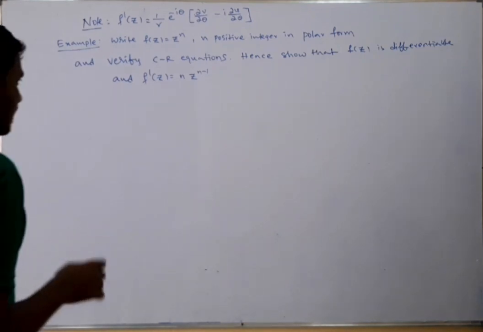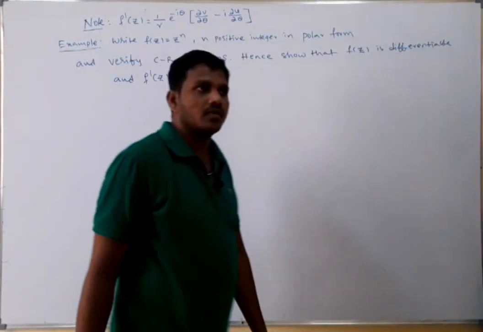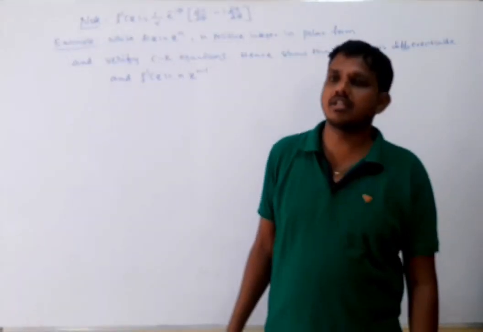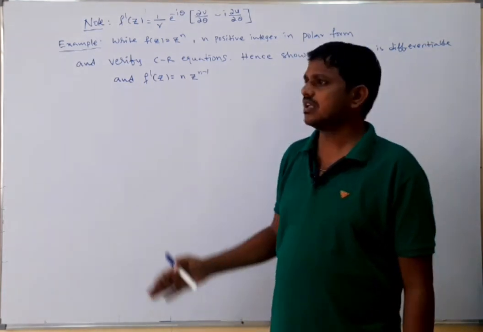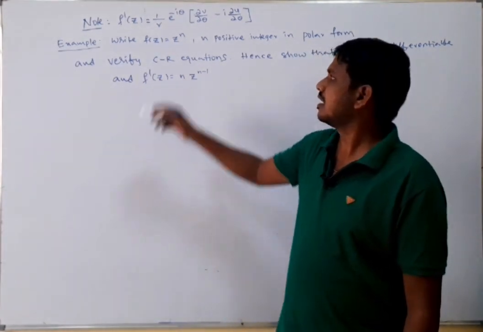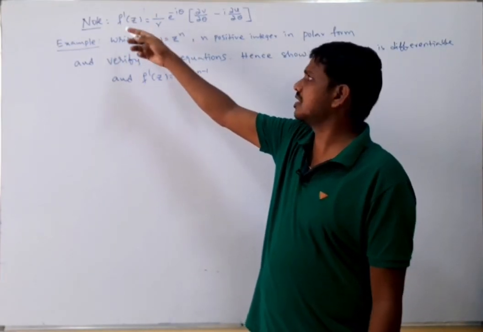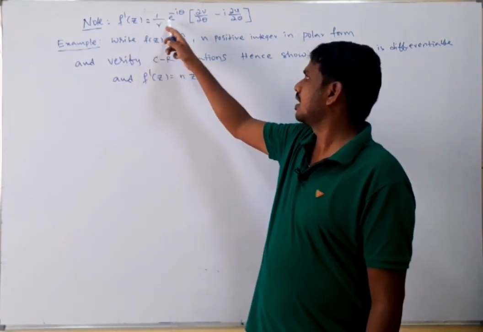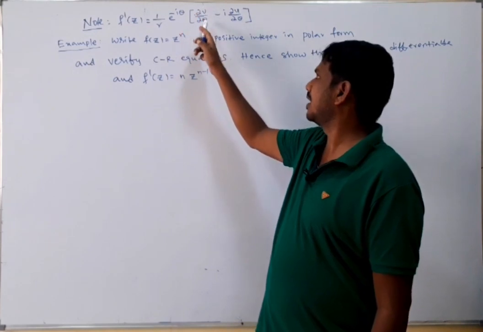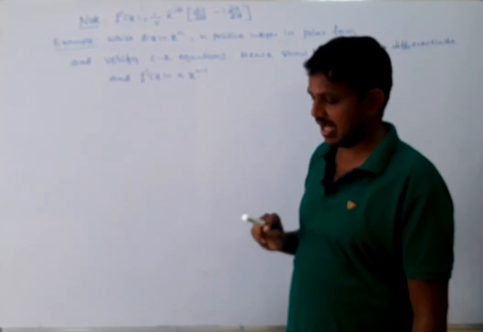If the function f of z is equal to u of r comma theta plus i v of r comma theta is satisfying the CR equations, and the first order partial derivatives are continuous, then by the sufficient condition for the function to be analytic, that function is analytic. The derivative of that function is derived from this formula. There is a derivation, but no need, you just have to remember the formula. f dash of z is equal to 1 by r e to the power of minus i theta times ∂v/∂θ minus i ∂u/∂θ. This is the formula for finding f dash of z.